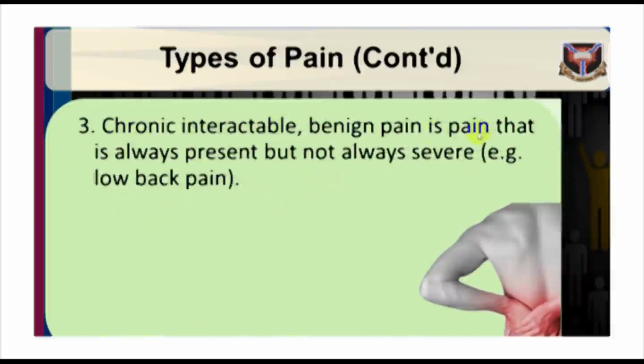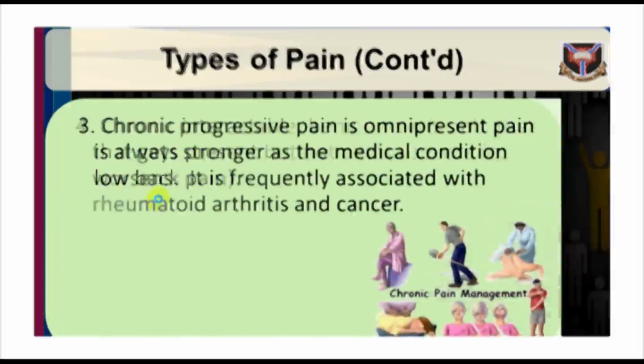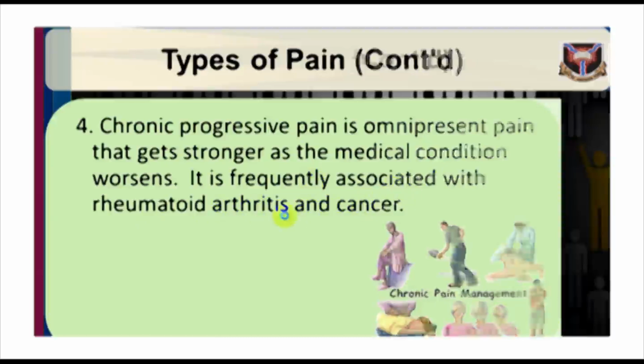3. Chronic intractable benign pain is a pain that is always present but not always severe. Example: low back pain. 4. Chronic progressive pain is omnipresent pain that gets stronger as the medical condition worsens. It is frequently associated with rheumatoid arthritis and cancer.